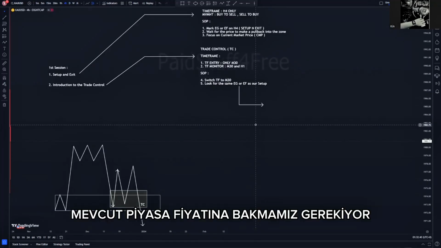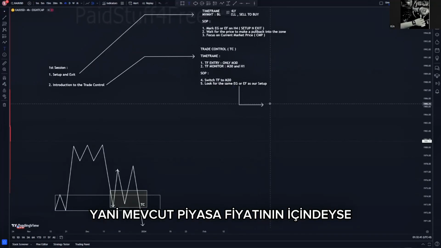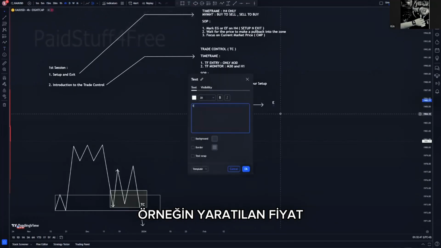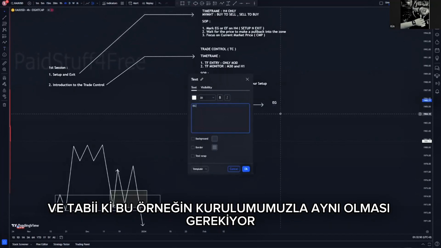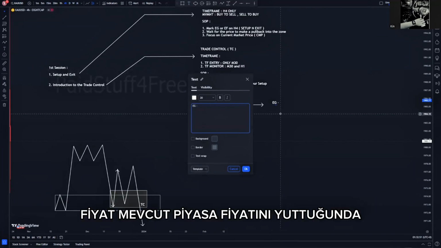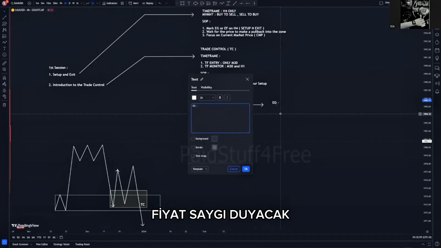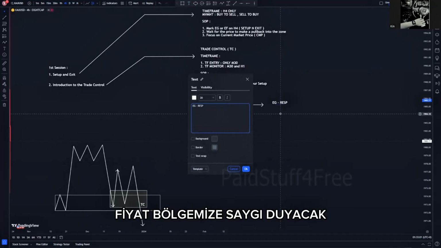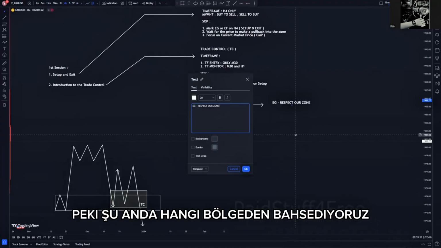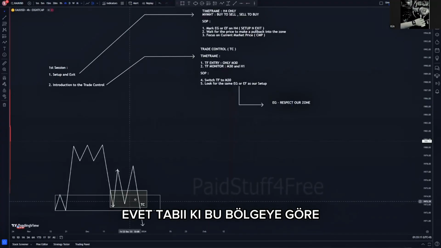We need to look at the current market price. If inside the current market price the price created an ED, and of course this ED needs to be the same as our setup, when the price created an engulfing at the current market price, it shows us that the price is going to respect our zone. So which zone are we talking about right now? Of course, this buy zone.